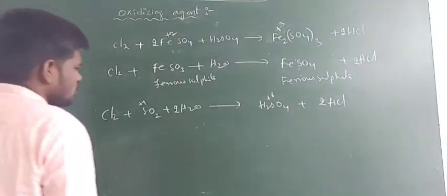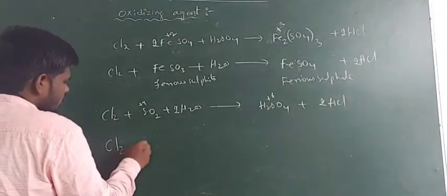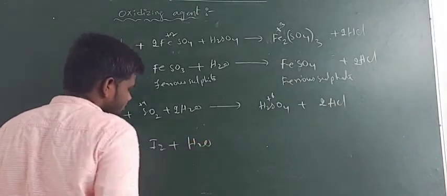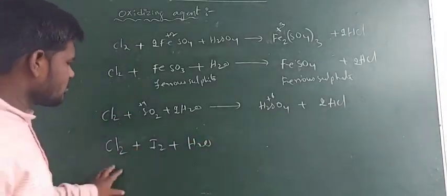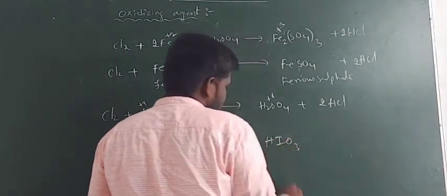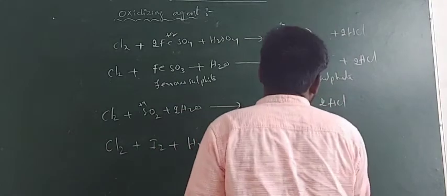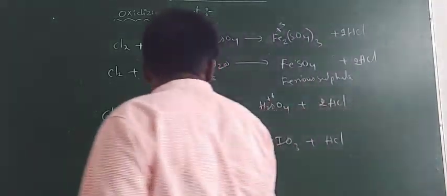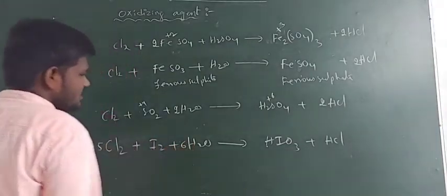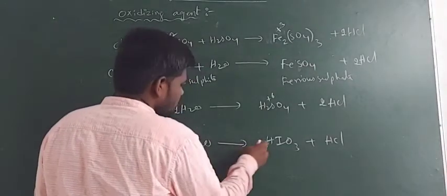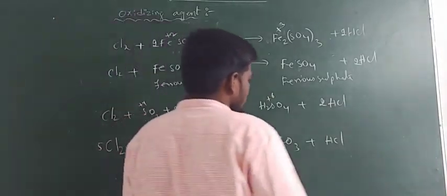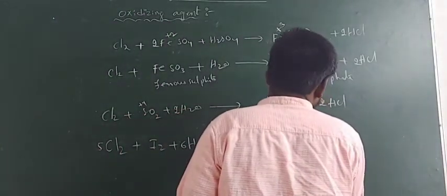Okay, next one: Cl2 and iodine, and then water. Here iodine is oxidized by chlorine into HIO3, iodic acid, and you also get HCl. To balance this equation, multiply with 5 here and with 6 there. Iodine is present as 2, so multiply that with 2, and chlorine is 10, so multiply with 10.